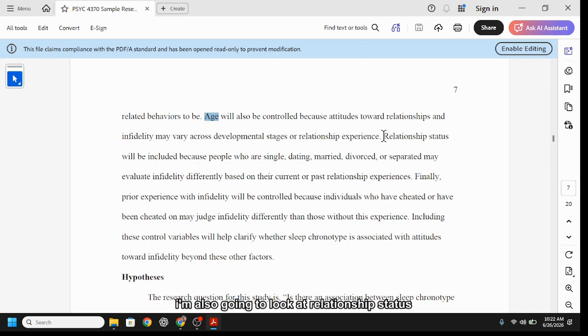I'm also going to look at relationship status, and I believe I include a prior experience with infidelity as well. So that would just mean that in my demographic questionnaire, I would include a question about whether or not the person has been affected by infidelity, or whether or not they have participated as an extramarital partner or extra relationship partner. I end my variable section by just talking about how those control variables will help me do a better analysis.